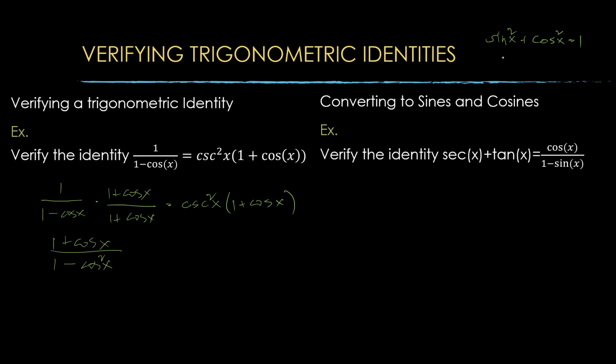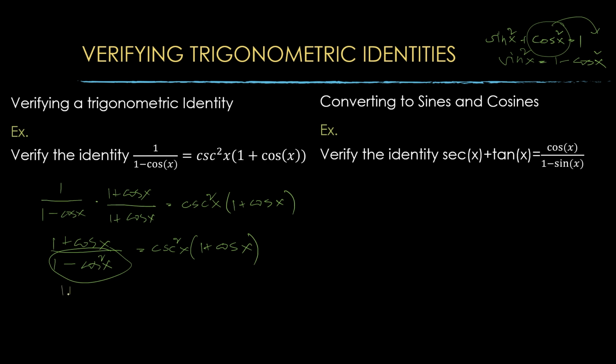Okay, so again, remember in our basic Pythagorean identity, we have sine x squared plus cosine of x squared equal to 1. So if we move this to the right hand side of the equation, we have sine of x squared equal to 1 minus the cosine of x squared. Therefore the denominator now becomes a single sine x squared. So we have cosecant of x squared multiplied by 1 plus the cosine of x.